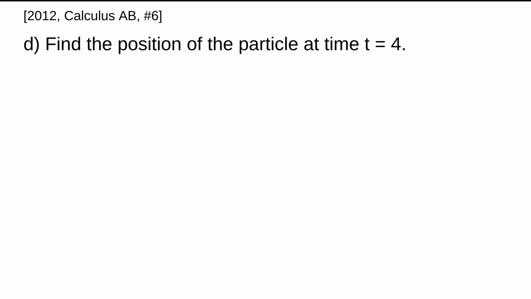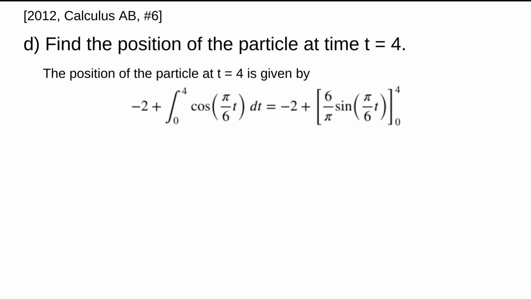In part D, we are asked to find the position of the particle at time t equals 4. So this is a fundamental theorem of calculus problem. We have an initial value at time t equals 0. The particle is at position -2. So to find the actual position of the particle at t equals 4, we have to account for that initial value. All right, so that initial position of the particle is -2.